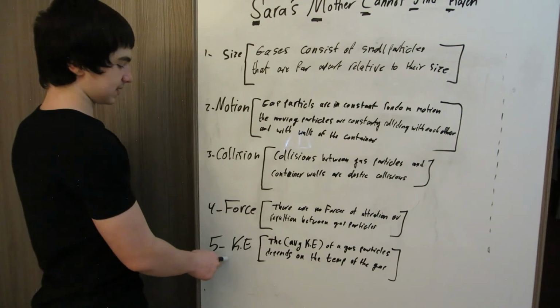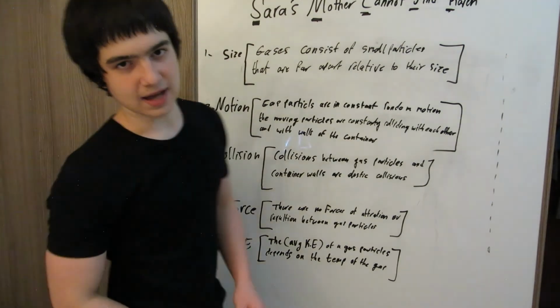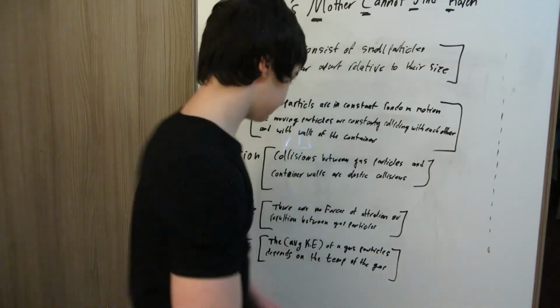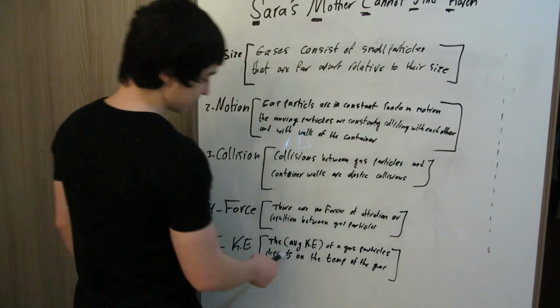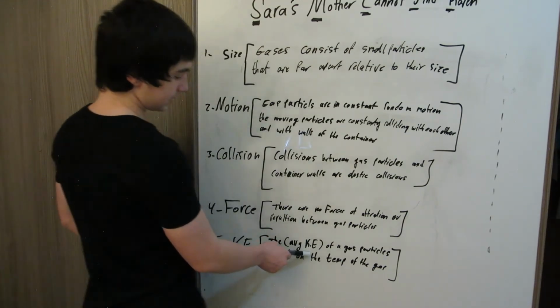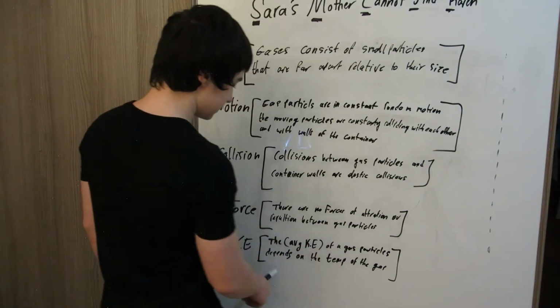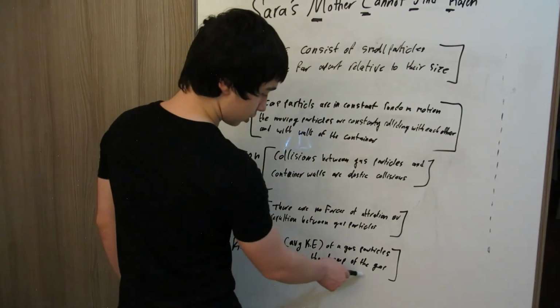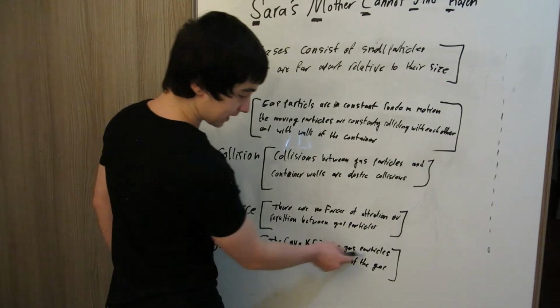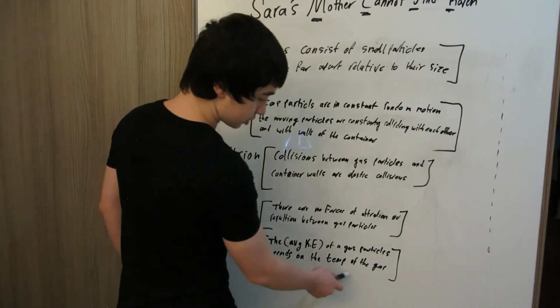The fifth rule talks about kinetic energy. It says that the average kinetic energy of a gas particle is determined by the temperature of the gas. What does that mean? The average kinetic energy, abbreviated as AVG K.E., of a gas particle depends on the temperature of the gas.